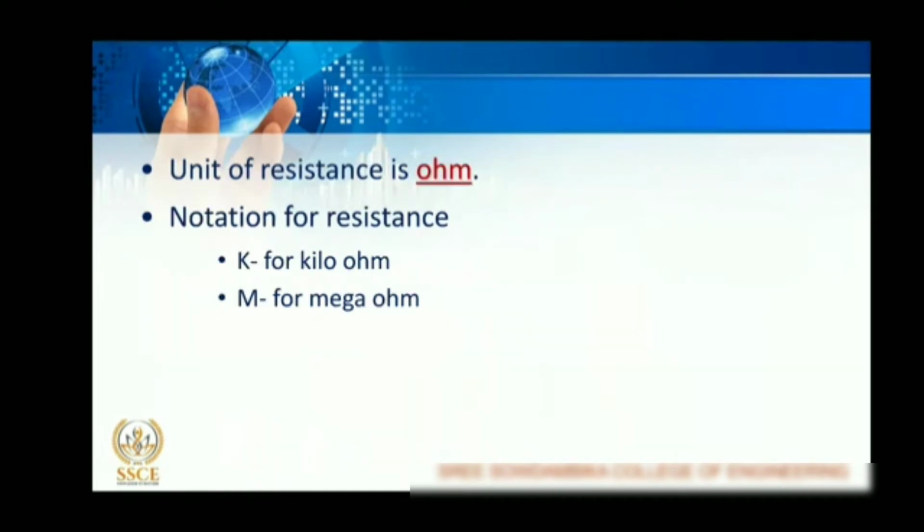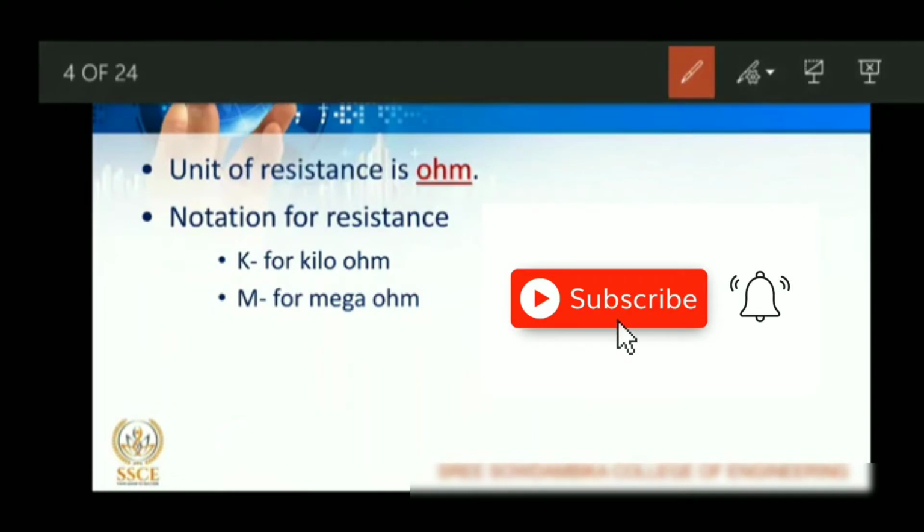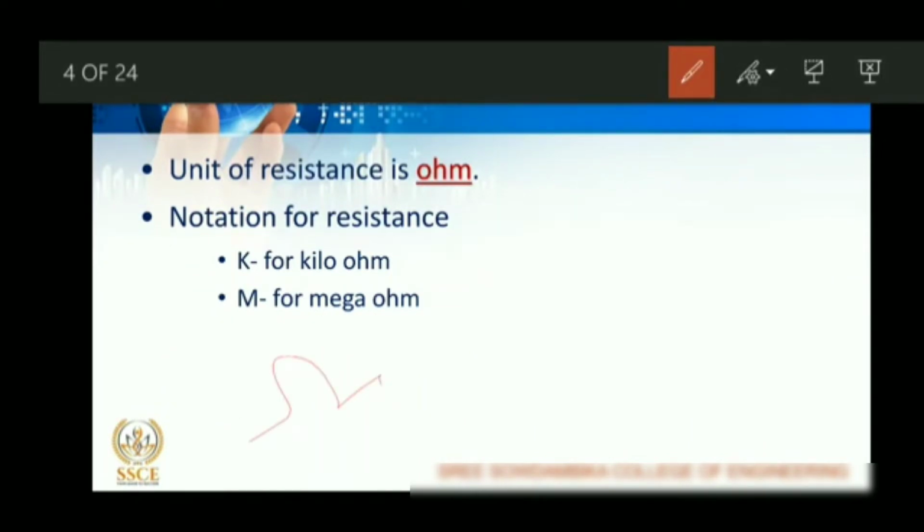Next one, the unit of resistance. We know that the unit of resistance is ohm. This is the symbol for ohm. Ohm is a very small unit. The higher unit of ohm is kilo ohms, denoted by K. And the next one is mega ohms, the higher range of kilo ohm.